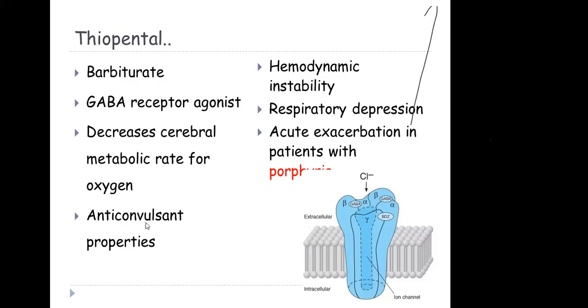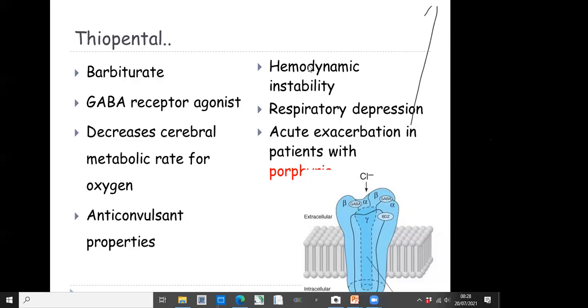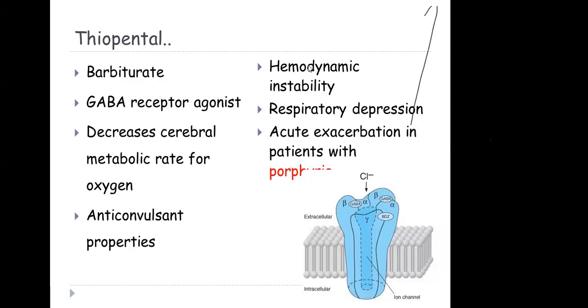So you usually find it used to induce a coma for those patients in the ICU. The downside is the hemodynamic instability that it causes, and then you're going to have respiratory depression. So if you give it as an infusion, you're obviously going to have to ventilate your patients, or you should be able to anticipate an airway emergency. Another downside: any patient who has porphyria will have an acute exacerbation if it's given to them.